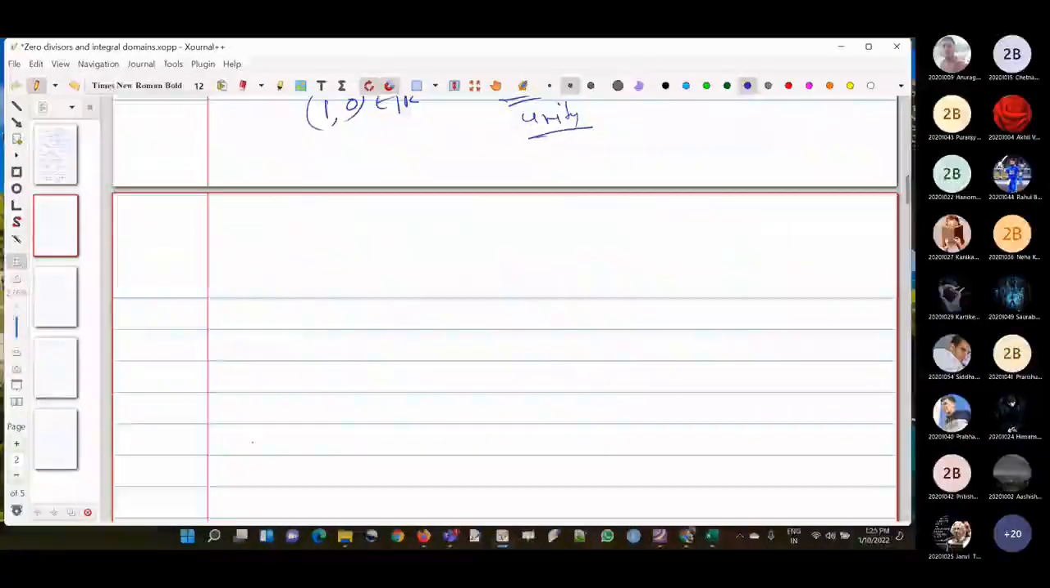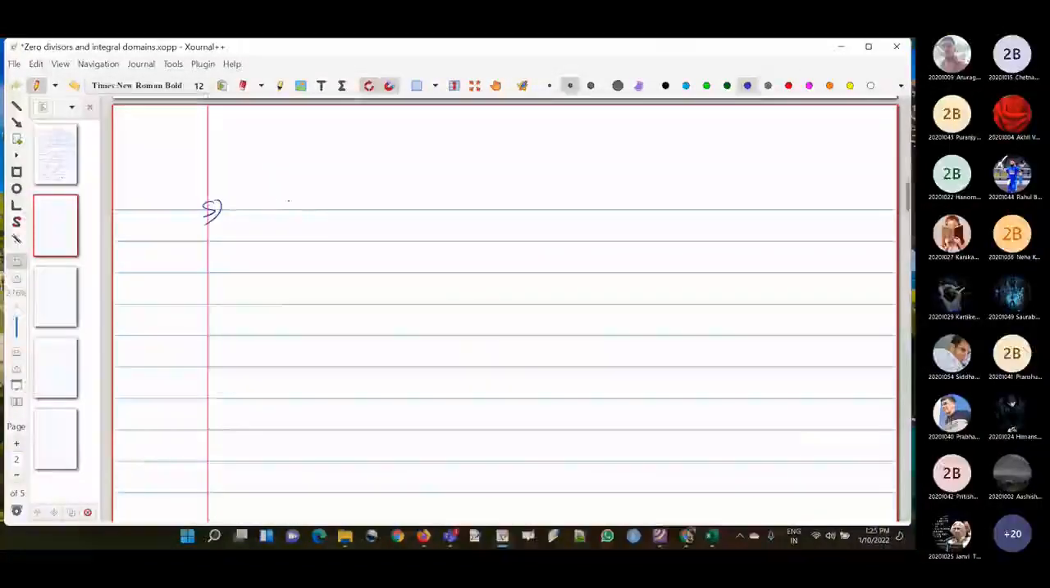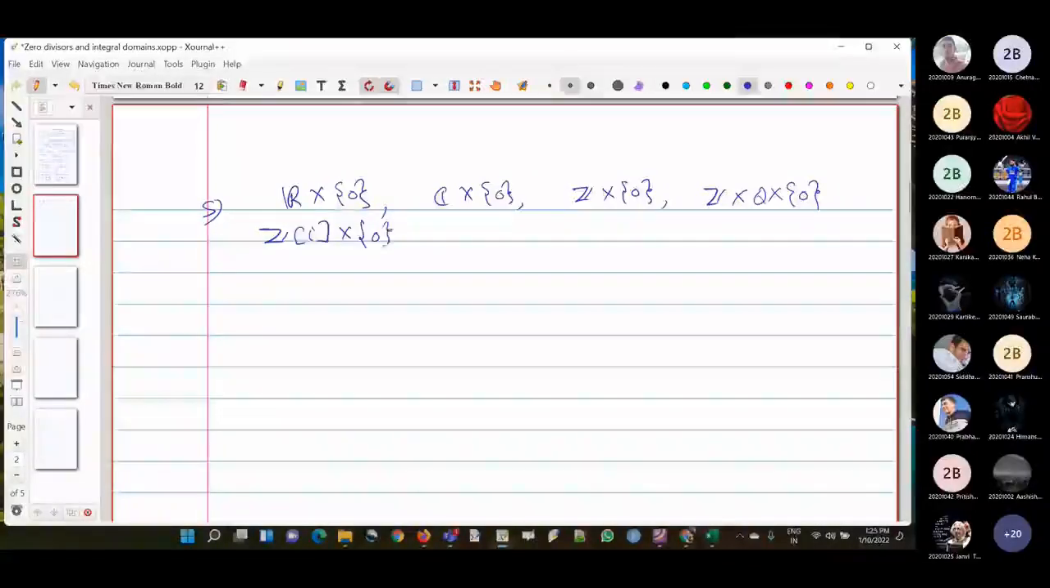Similarly, you can also see examples like R cross 0. This has unity. This also has unity. Z cross 0, this also has unity. Z cross Q cross 0, this also has unity. Z and then i and then singleton 0, this also has identity. Q cross R cross C and then 0 like this are rings with unity.